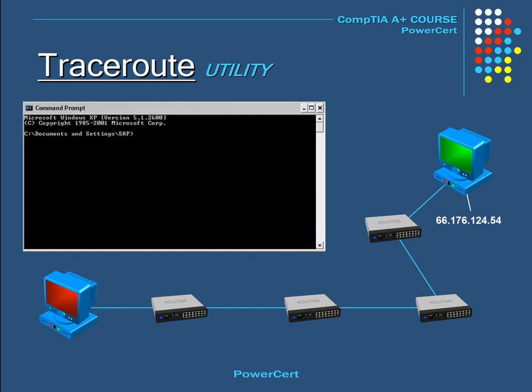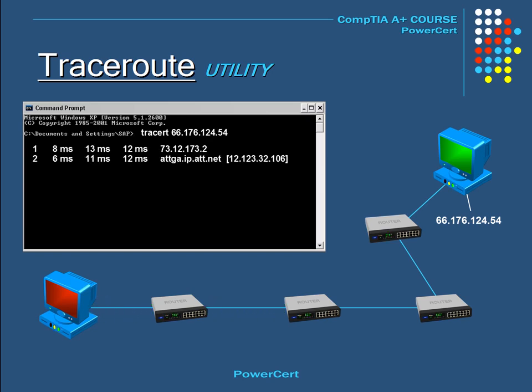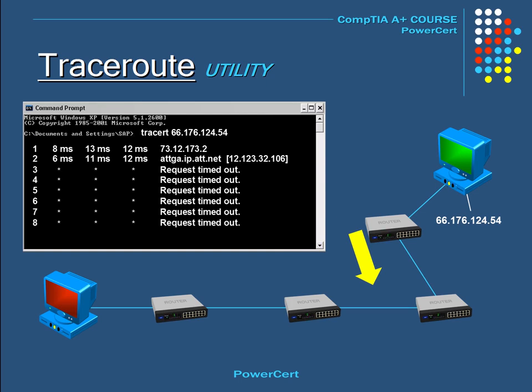And let's suppose that this time there was a problem. So let's type in tracert, then the IP address, and as the data packet goes on its path, it'll tell us at which area the problem lies. And the data packet stops right here. So the tracert utility has isolated that the problem is somewhere between these two routers.